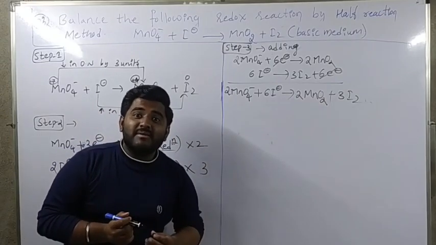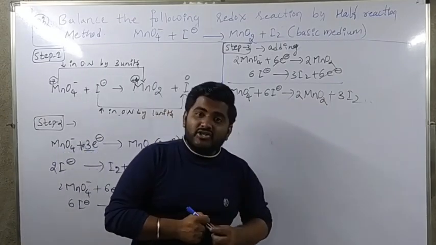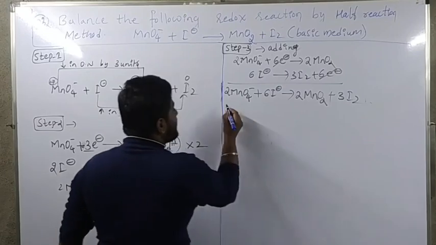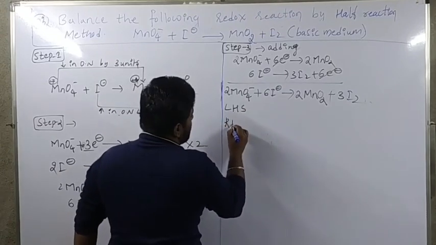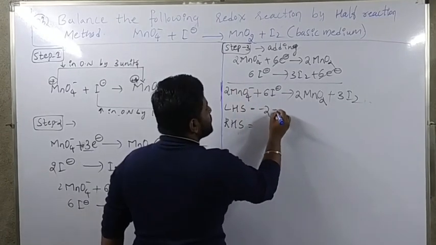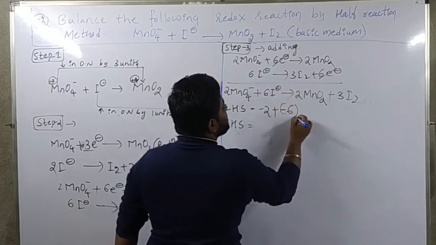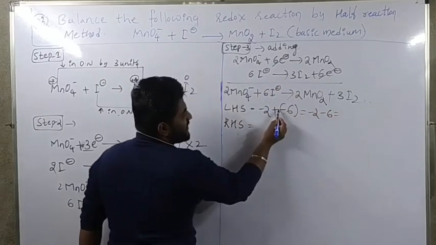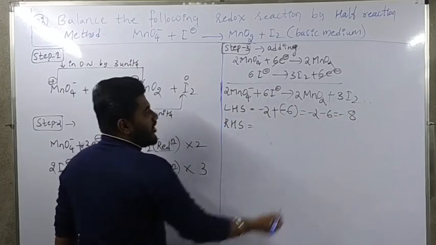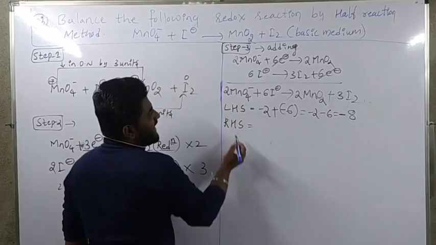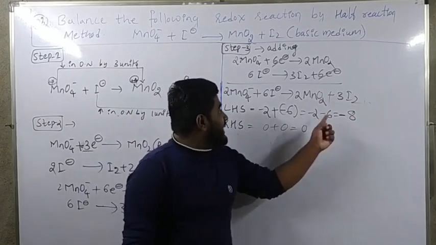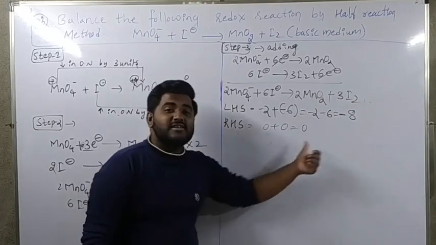So we have added. What is the last step? Same as that of the previous. Balance the charge, balance the number of oxygen, balance the number of hydrogen. So first, I will calculate the charges on LHS and RHS. See, -1 into 2 is -2, plus 6 into -1 is -6. Total -8 charge. Calculate RHS: 0 plus 0, how much are you getting? 0. That means in LHS -8 charge, RHS 0 charge.